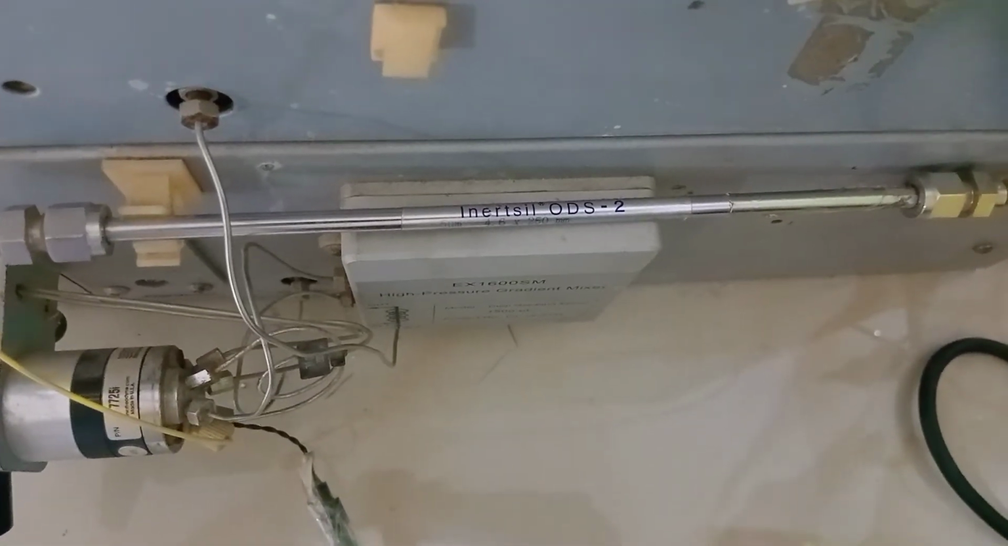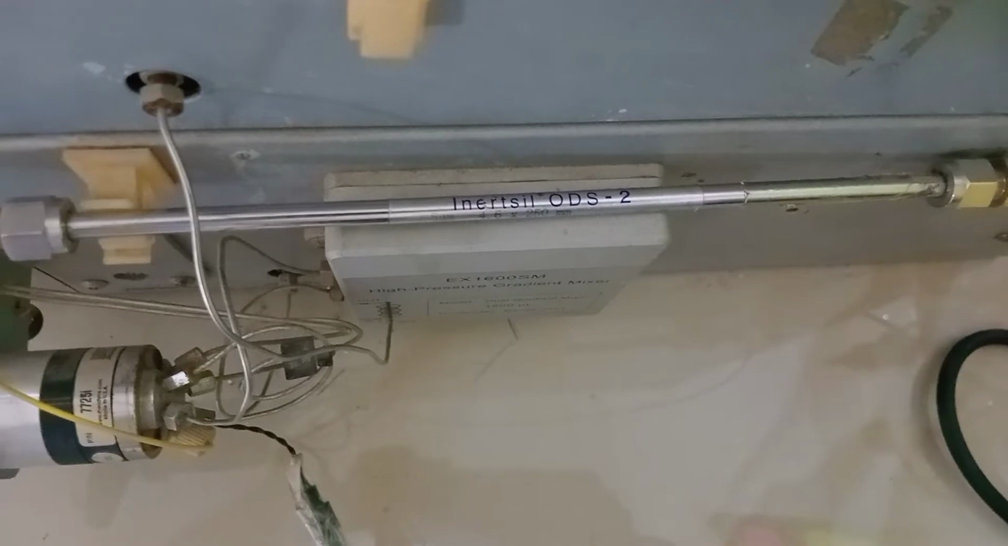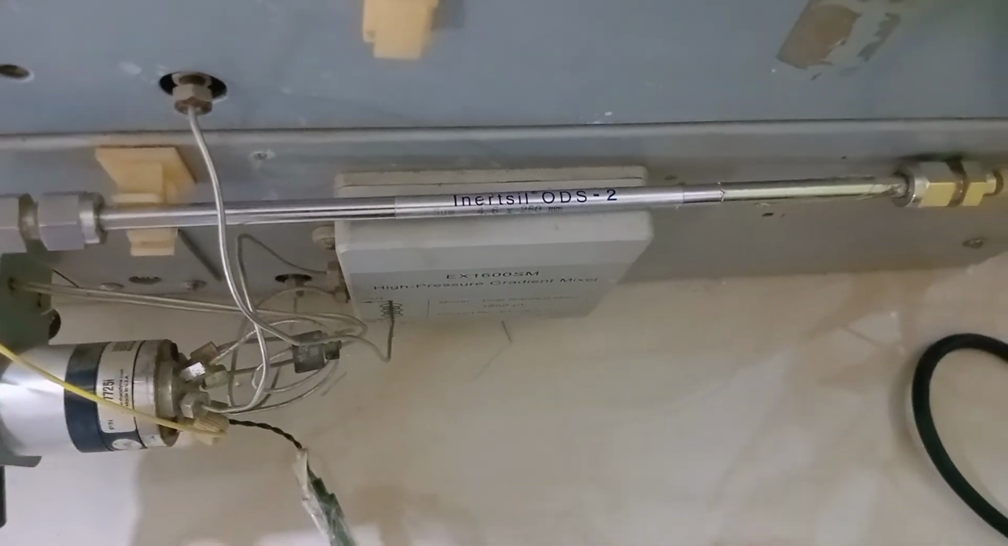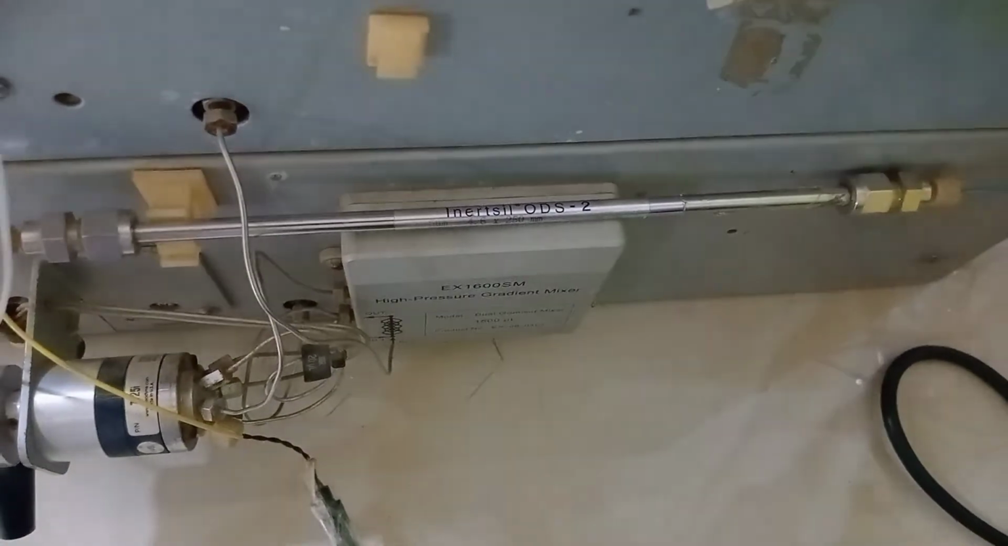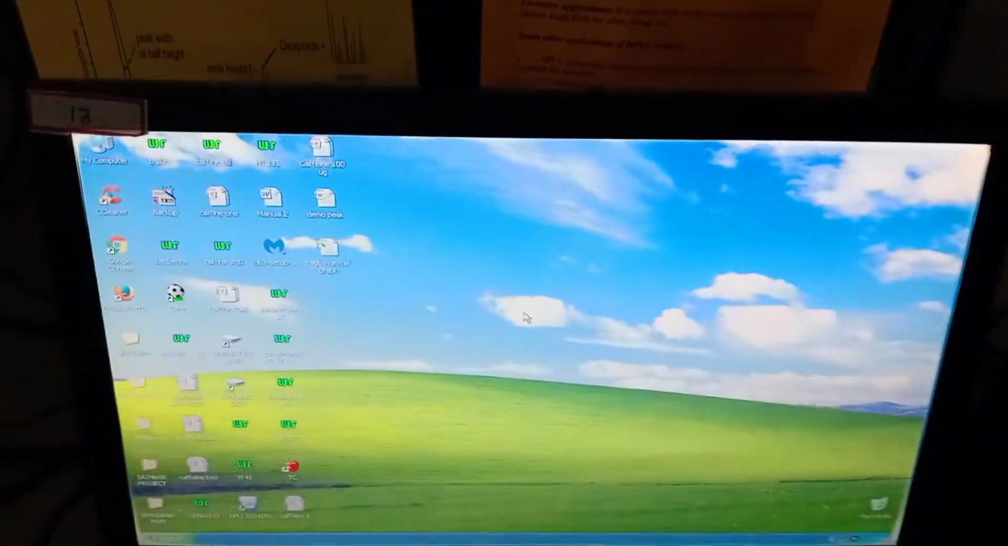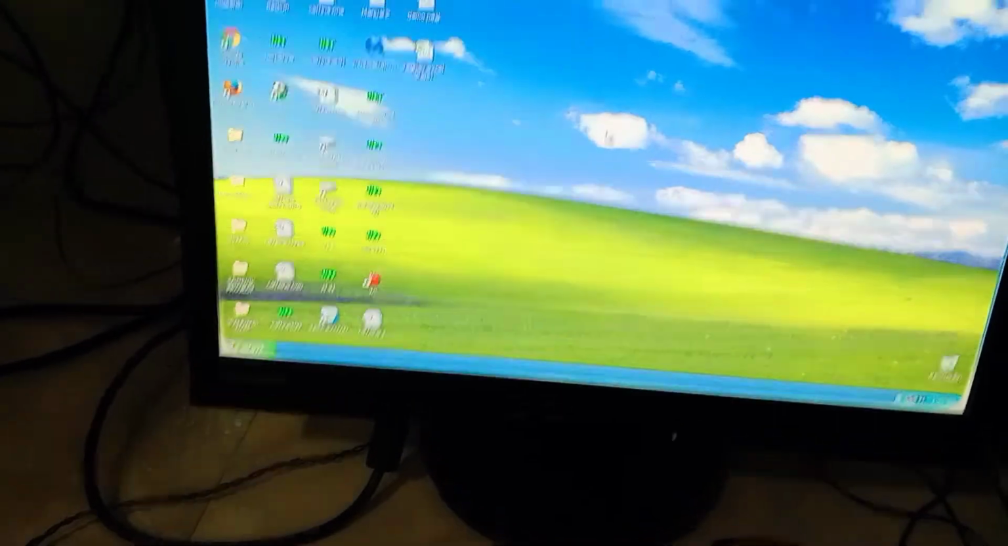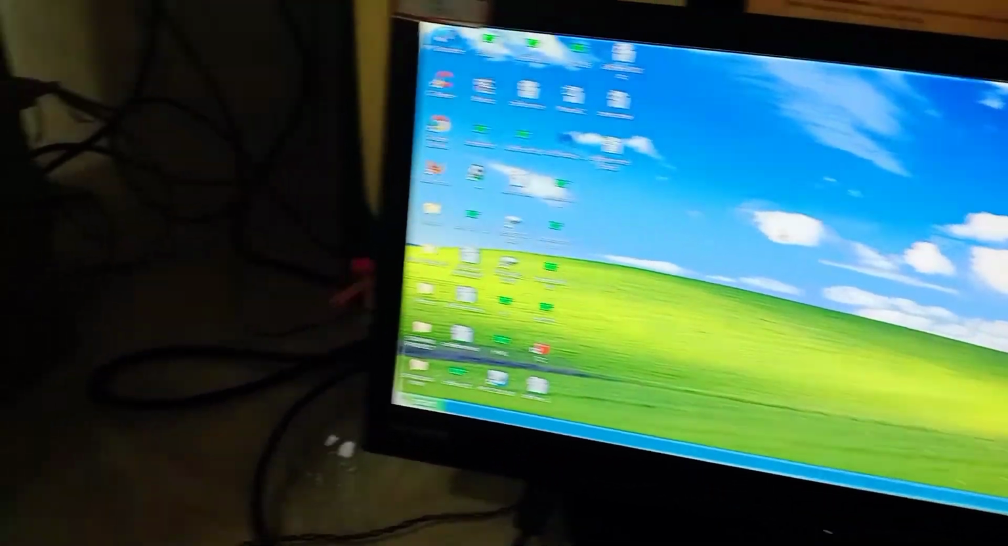After the separation of the components in the column, they go to the detector. The detector analyzes the components and gives signals to the recorder. The recorder is connected to the PC. In our lab, we have the UV detector. The analysis is based upon the absorbance of the separated components.